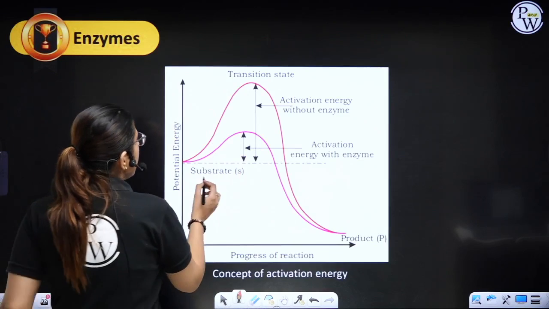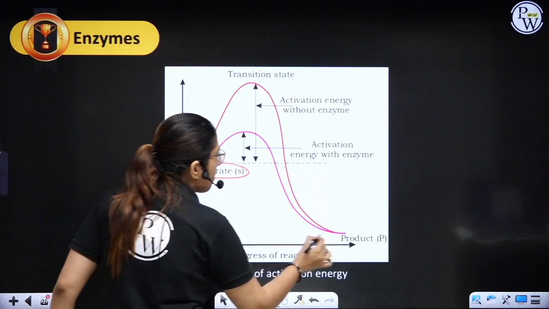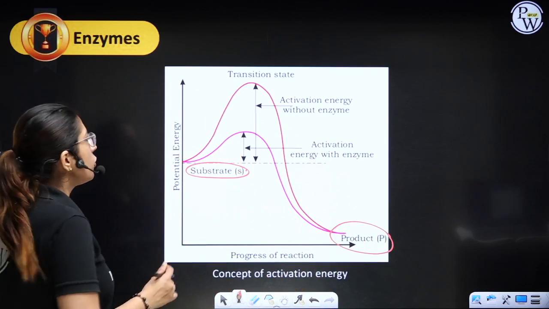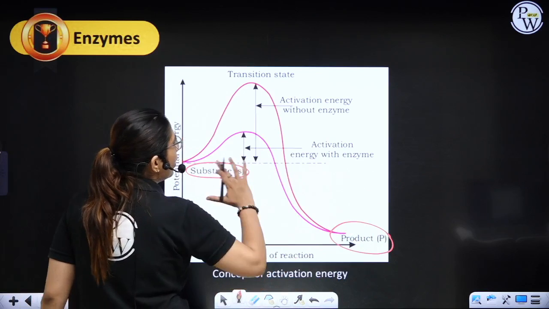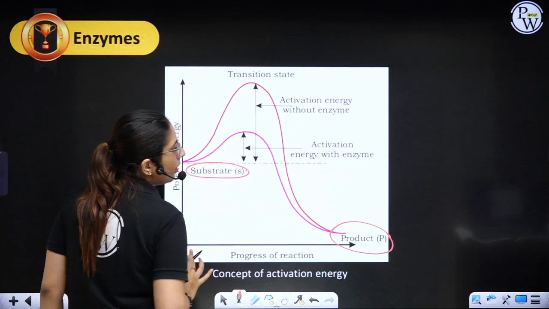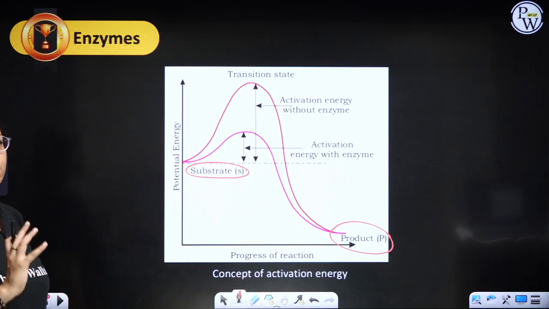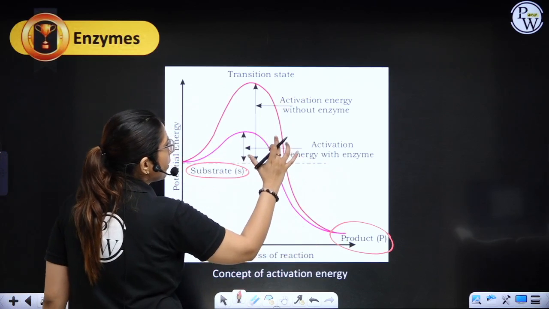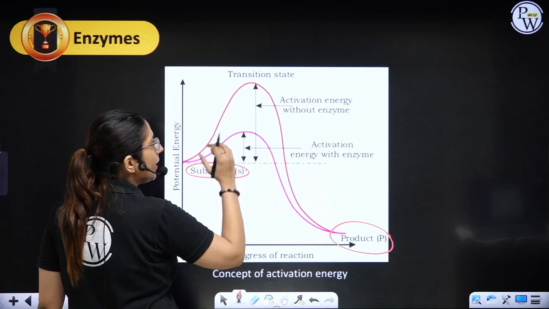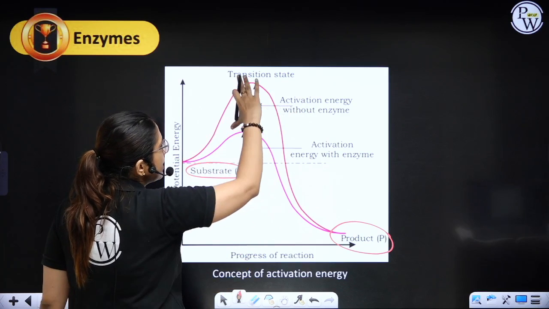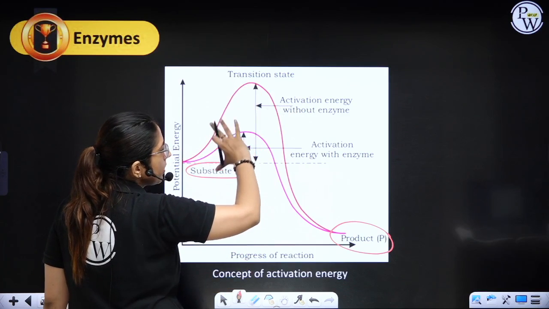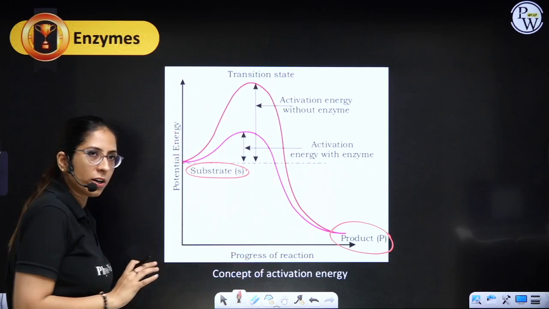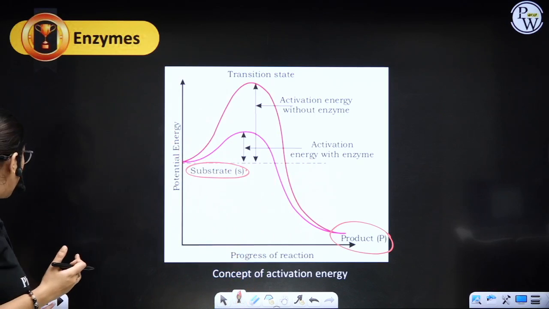Now this is all about the activation energy. See, this is a substrate and this is a product, right? And here we have potential energy. If we have to form a product, this is a barrier which the substrate has to cross. This is a potential energy barrier, so this is the activation energy. This is without enzyme. When we use the enzyme, the enzyme decreases the activation energy, and when it decreases the activation energy, the substrate is converted into product, and the enzymes are released as such.